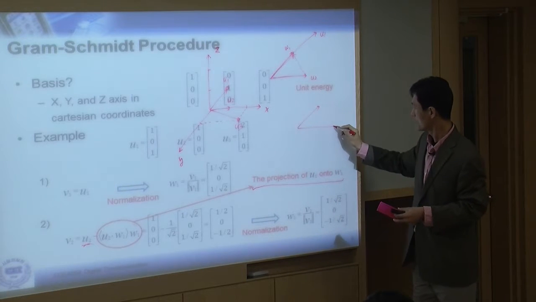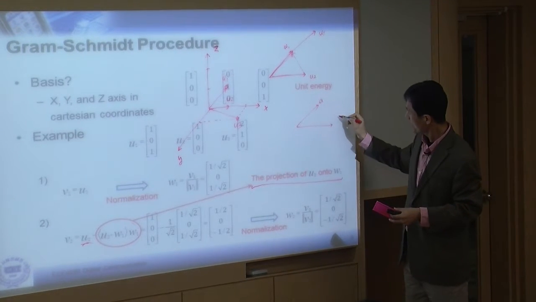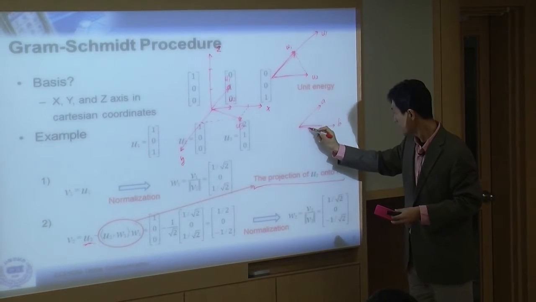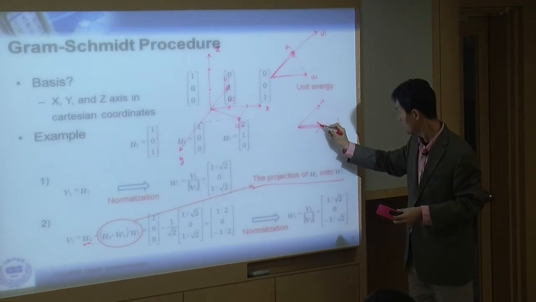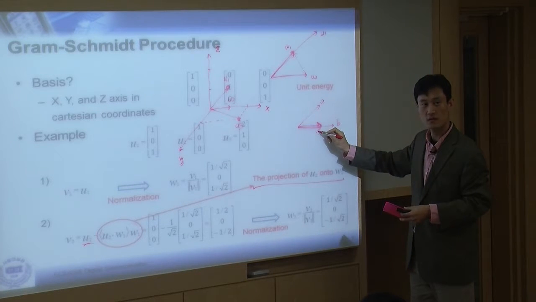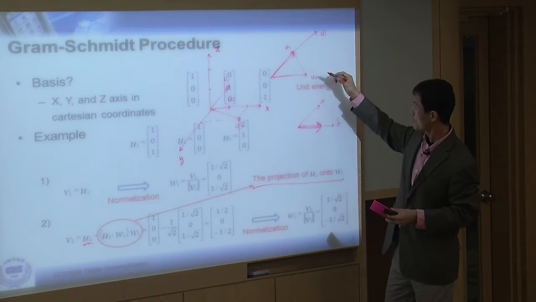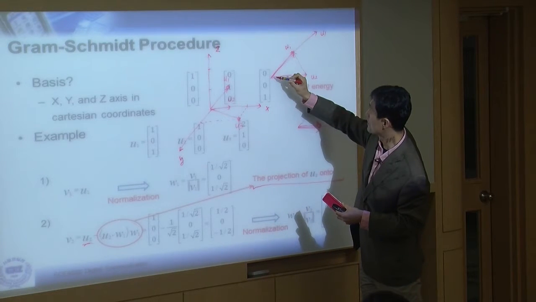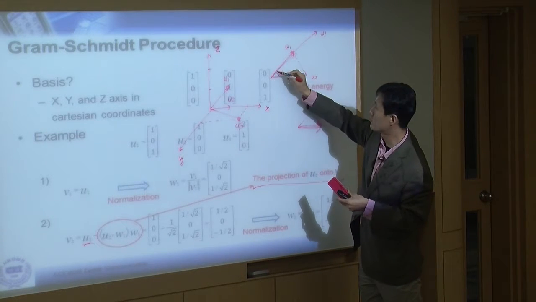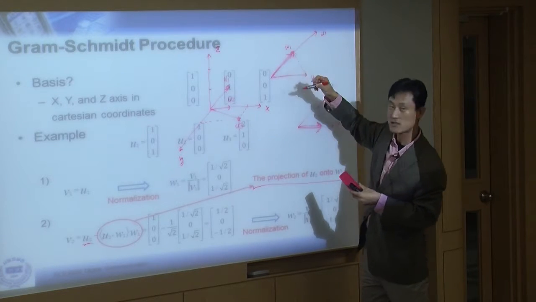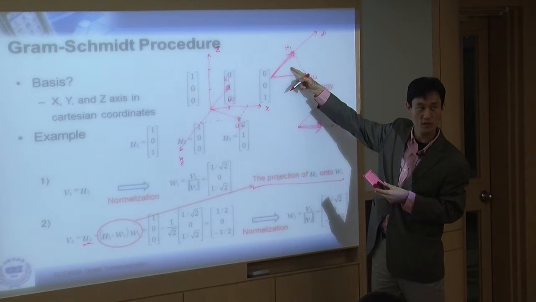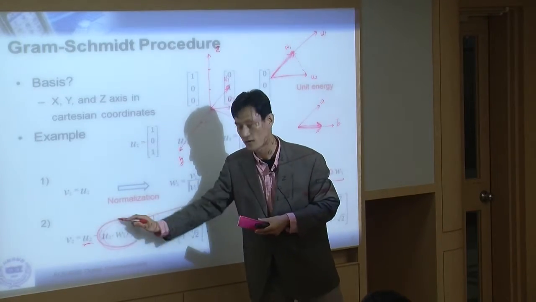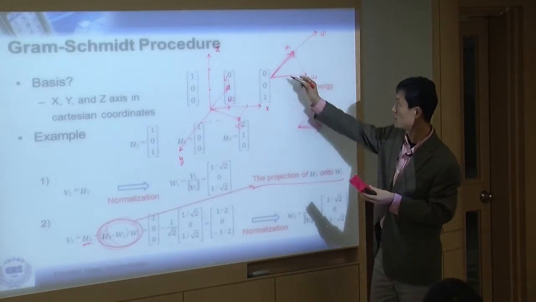Okay, let me do it again. When you take a projection of A onto B, this is the projection vector. So when you take U2 and project it into W1, the projected output is going to be this. That's our projected output. This part right here is a projection, meaning this vector.